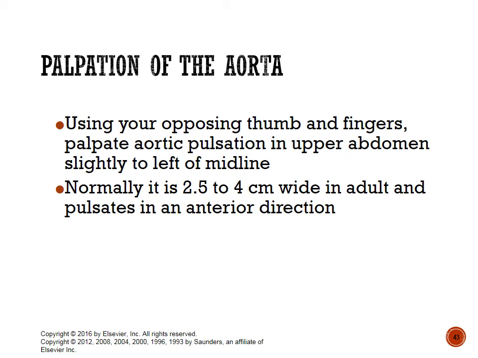Next, you'll attempt to palpate the aorta. You're going to use your thumb and your fingers on the same hand to palpate that. It should be midline in the upper abdomen above the umbilicus, usually about 2.5 to 4 centimeters wide in adults, and it should pulsate. If we suspect that a patient has an aortic aneurysm, we're not going to palpate, for risk of rupturing that aneurysm. So just keep that in mind. If you have a patient that does have an aortic aneurysm, we're not going to palpate those.